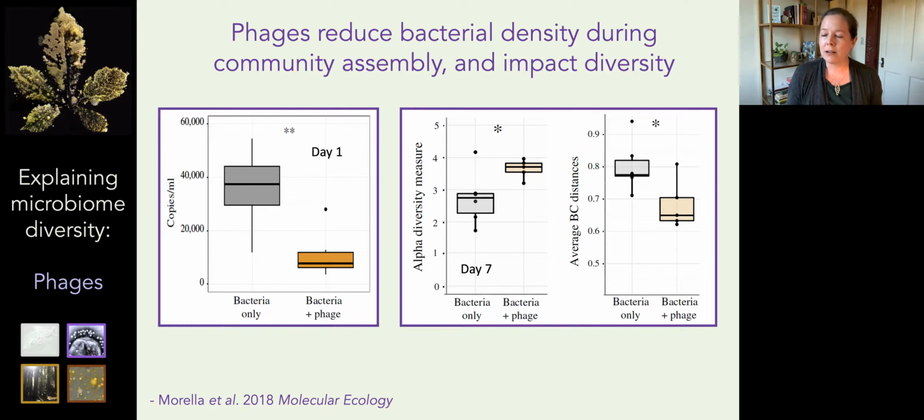What we were maybe a little more surprised about is what it did to differences among plants. So what you're looking at on the right is the average Bray-Curtis distance between plants. What do I mean by that? I mean, two plants that were sprayed with the same inoculum, but just bacteria, how different are those microbiomes from one another after a week? And the answer is quite different, and much more different than plants that were sprayed with the same inoculum, but that was bacteria and phage.